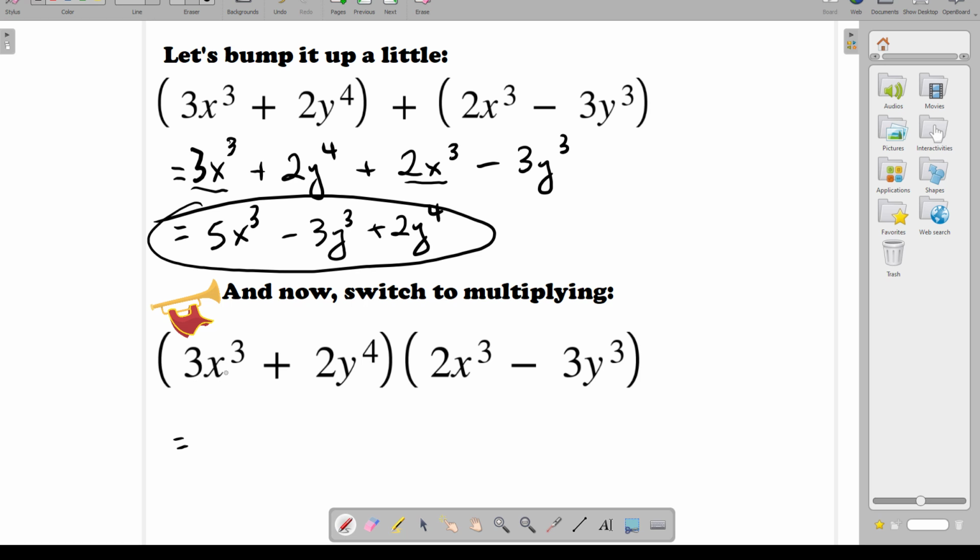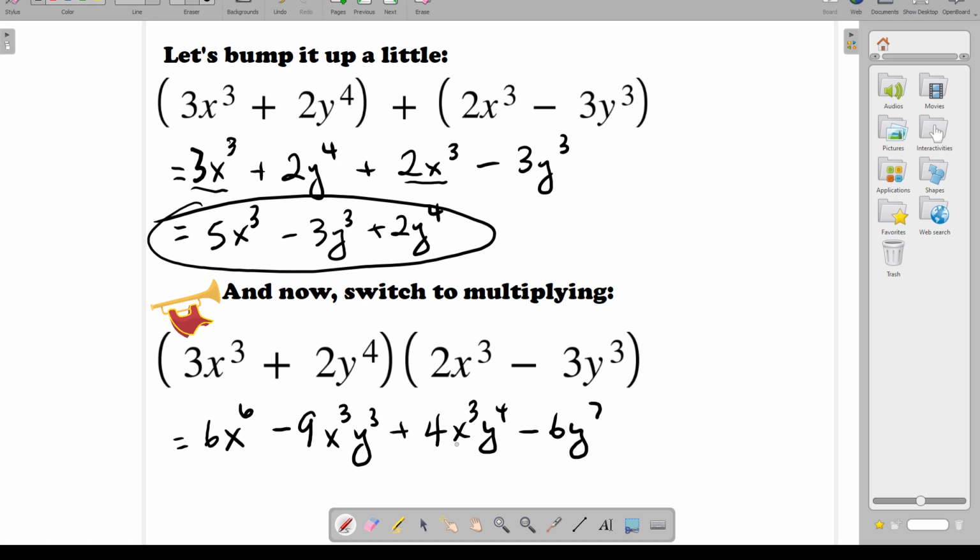The 3x cubed times 2x cubed becomes 6x to the sixth, power times a power, we add the exponents. 3x cubed times negative 3y cubed is negative 9x cubed y cubed. 2y to the fourth times 2x to the third becomes 4x cubed y to the fourth. And 2y to the fourth times negative 3y cubed becomes negative 6y to the seventh.